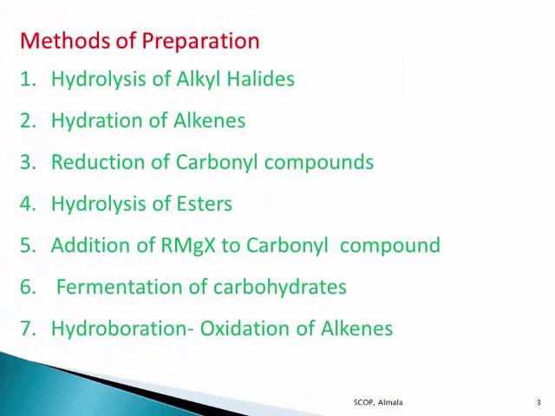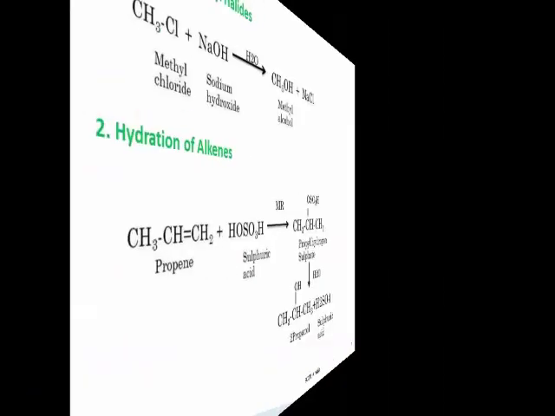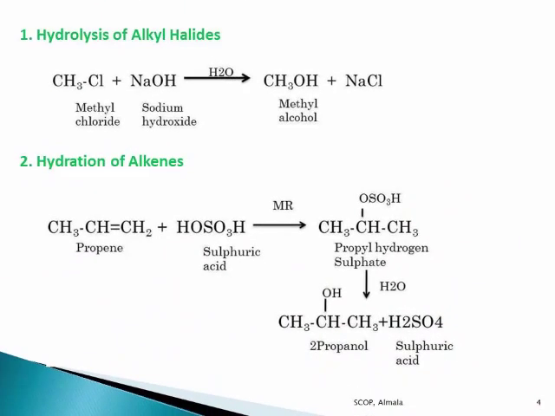The methods of preparation of alcohol are hydrolysis of alkyl halide, hydration of alkene, reduction of carbonyl compound, hydrolysis of ester, addition of Grignard reagent to carbonyl compounds, fermentation of carbohydrates, and hydroboration oxidation of alkenes. The first method is hydrolysis of alkyl halide.